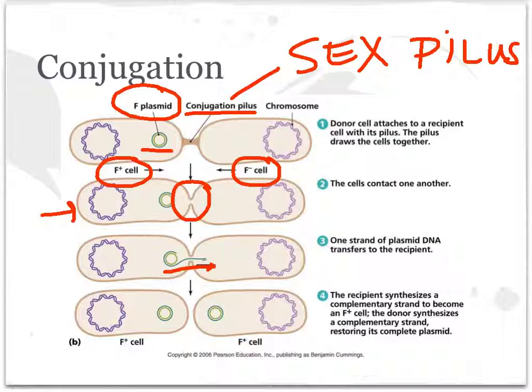What happens then is, as you can see, there's a replication going on that becomes double-stranded, and now ultimately we've got two new cells that both have the F plasmid. Both cells are now F plus. Both cells have new DNA, and this second cell, not the newest F plus cell, is said to be transformed.